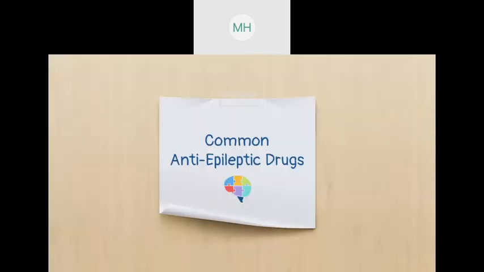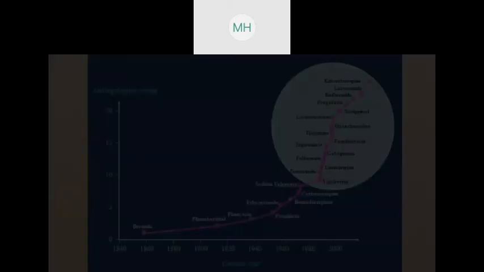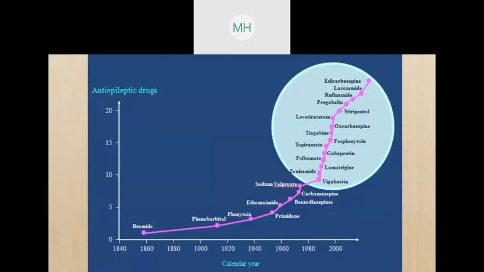So what are the common anti-epileptic drugs? Because as we know, we have a lot of anti-seizure and anti-epileptic drugs. Even if you want to know a little bit of the history, the first anti-epileptic drug discovered, I think, was potassium bromide. It was discovered in the 19th century by Charles Locock.